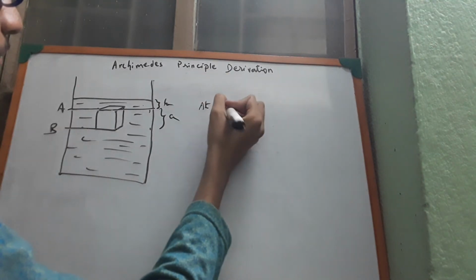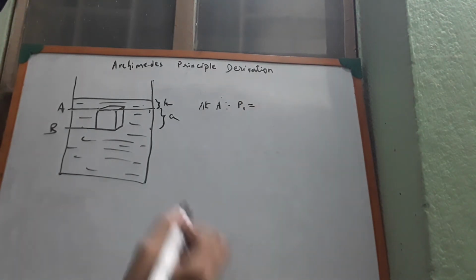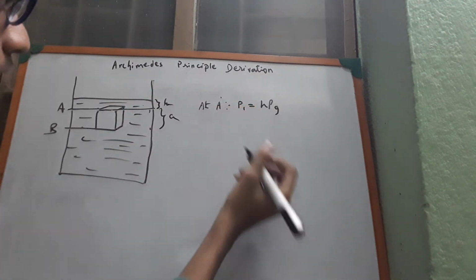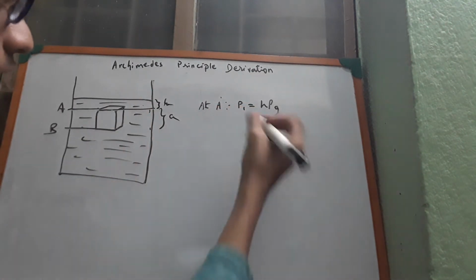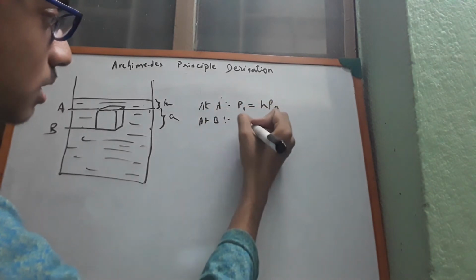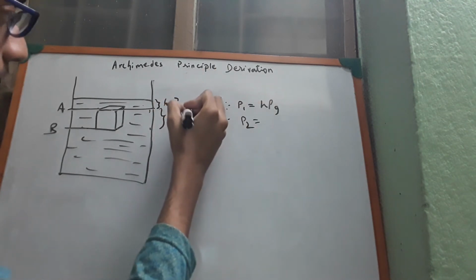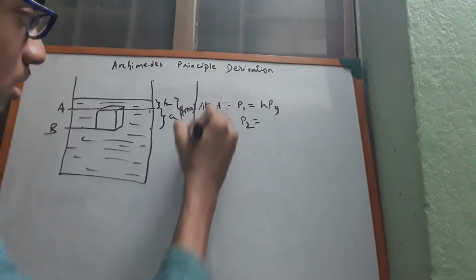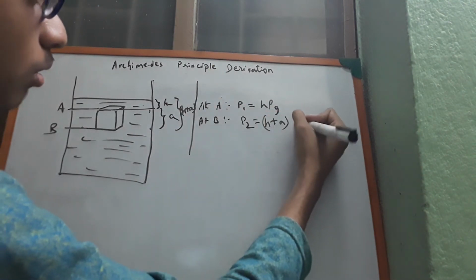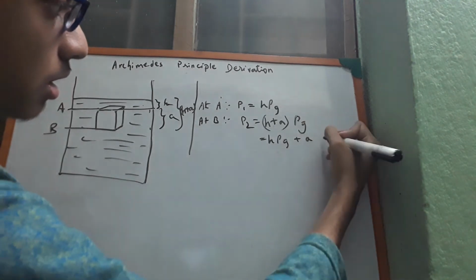At A, what is the pressure? Let's say P1. The pressure is just h rho g, because the height is just h here, right? And rho g is just rho g, because the density of the water is not changing and g is a constant. At B, P2 is h plus a, since here the total height becomes h plus a. So it's (h plus a) rho g, which is h rho g plus small a rho g.